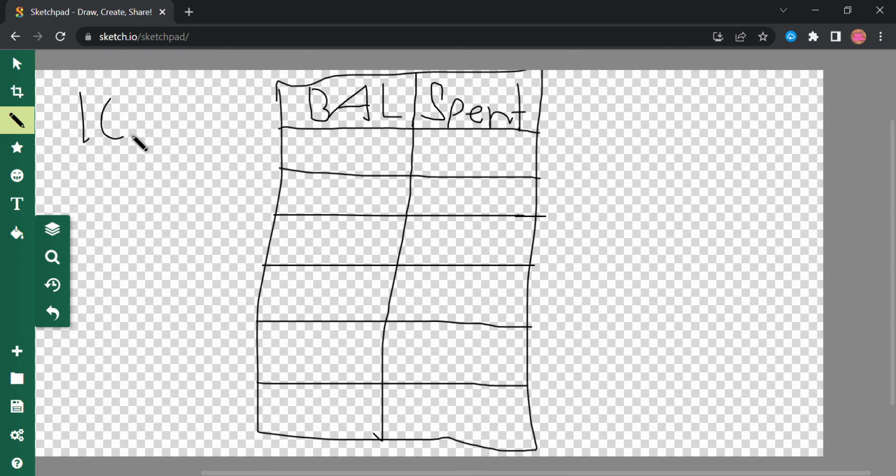Now let's say I have $100. Now, let's say I spend $1. So 100 minus 1 is 99. Then I spend $5. Now I have $94. Now I spend $50. And now I have $44 left. Then I spend 25. And now I have 19 left.